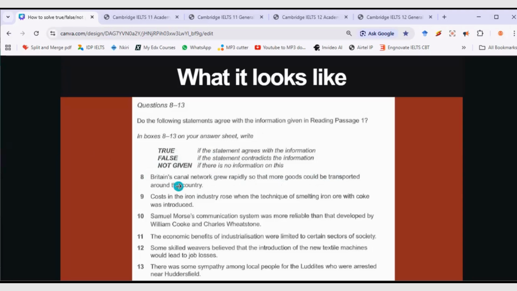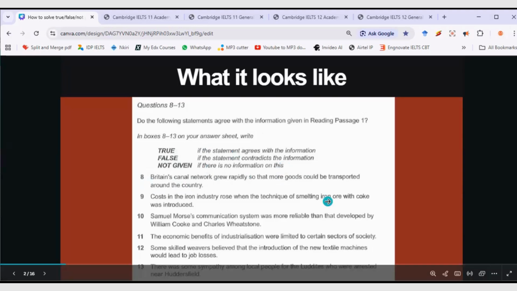If you can't confirm what you have in number 8 in the passage, if what you have in the passage contradicts what you have in number 8, then the answer to number 8 will be false. And if the passage does not say anything about whether the network grew rapidly or whether this is the reason, then our answer is going to be not given. So this is true, false, not given.